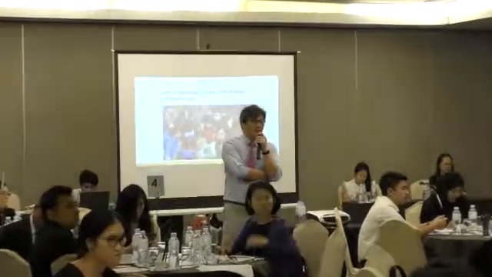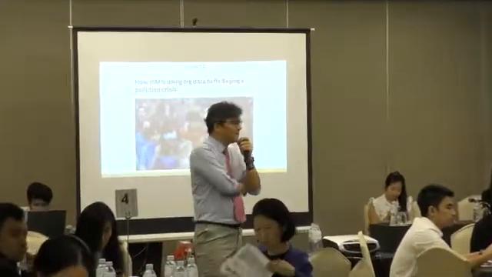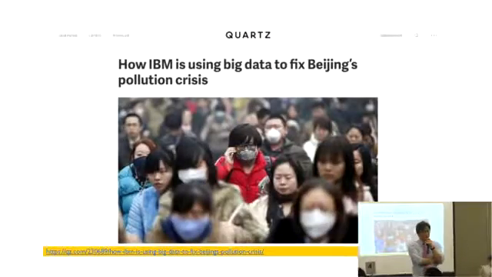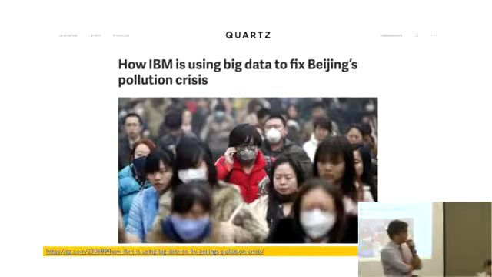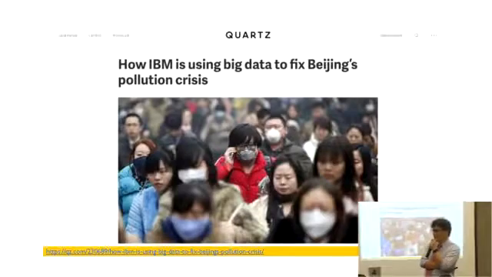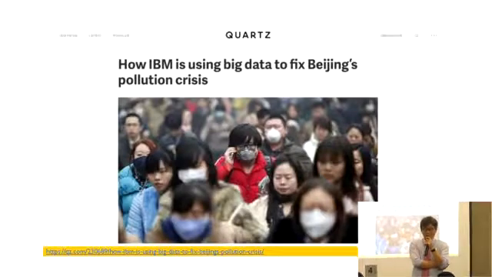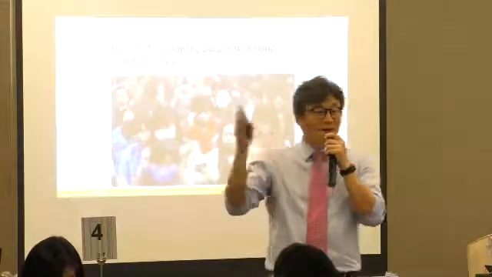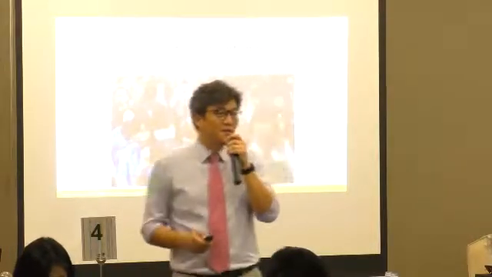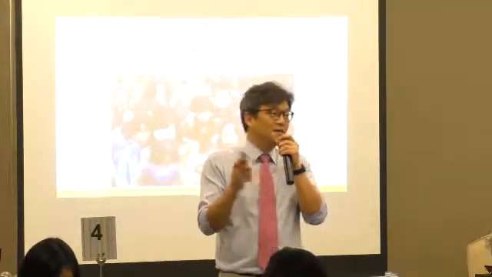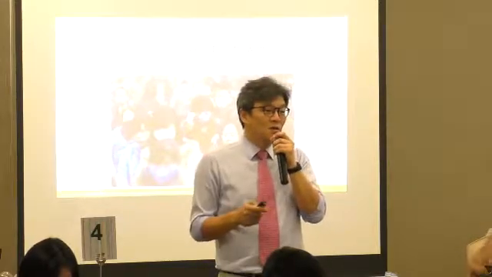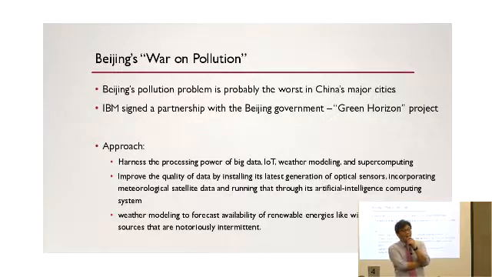Next case. This is IBM working with the Beijing city government to fix its pollution crisis. As you know, Beijing has one of the world's worst pollution situations right now. Okay, its pollution is just horrible. The kids going to school, a lot of times they can't go outdoors and do sports activities. The pollution level is horrible.